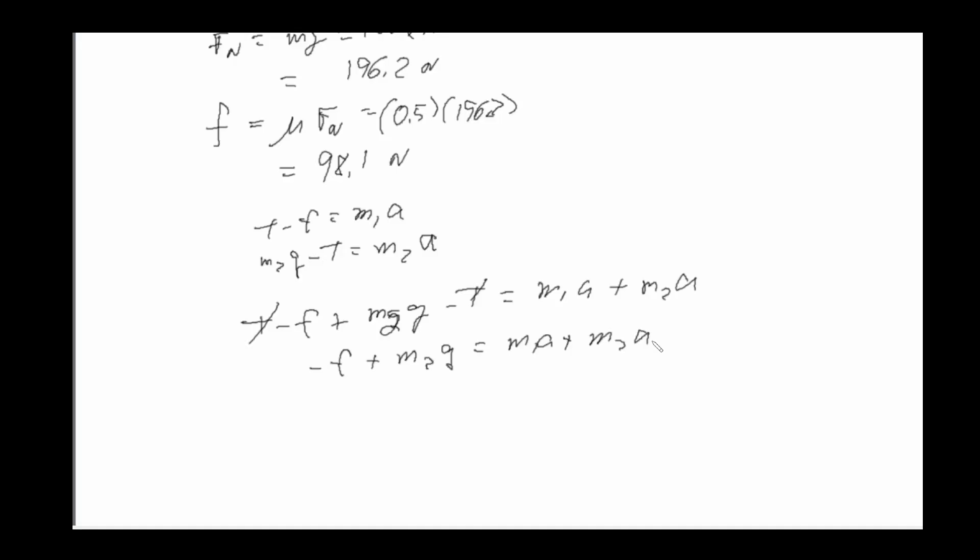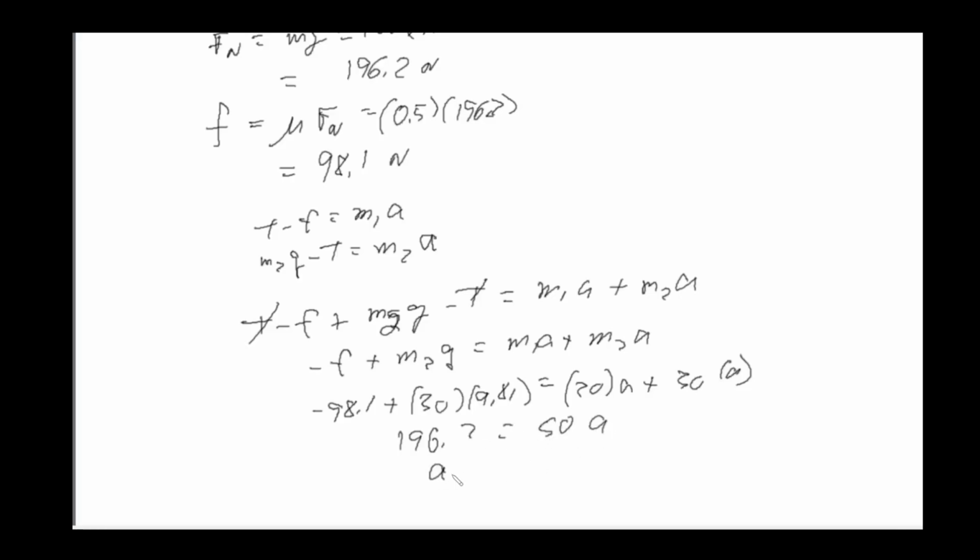And we now have these values. So this is minus 98.1 plus 30 times 9.81 is equal to 20a plus 30a, or 196.2 is equal to 50a, or your acceleration is equal to 3.9 meters per second squared.